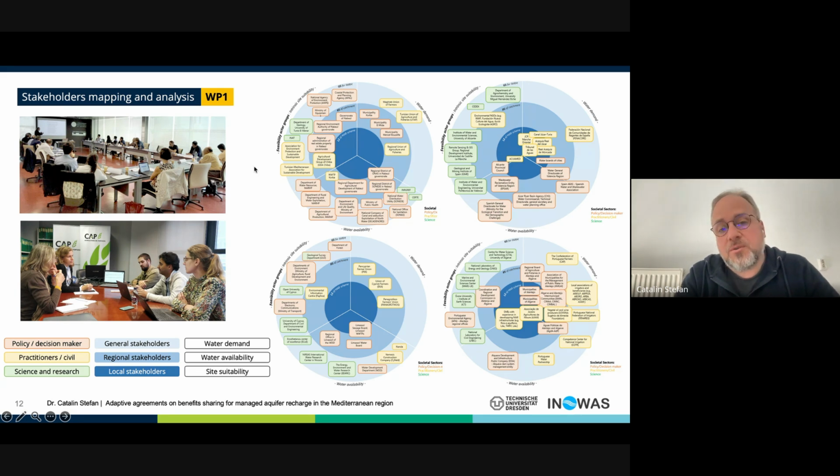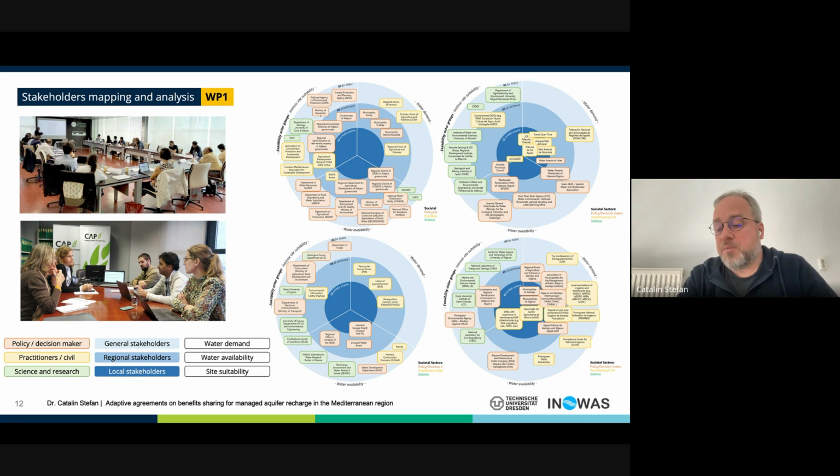So we need to also engage with all 3 of them. Last but not least, these slices, like a pizza slice, there are 3 of them, and they represent 3 main categories that are relevant for us when understanding the feasibility of MAR, Managed Aquifer Recharge. First of all is the water demand. So we're talking about different sectors. I mentioned before tourism, agriculture, and in some cases also drinking water supply and competing interests.